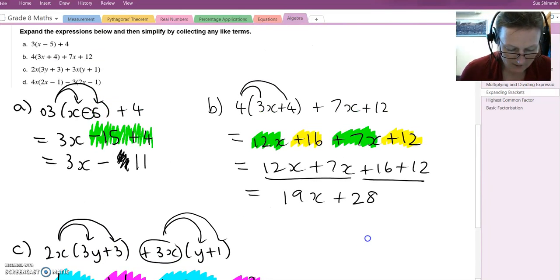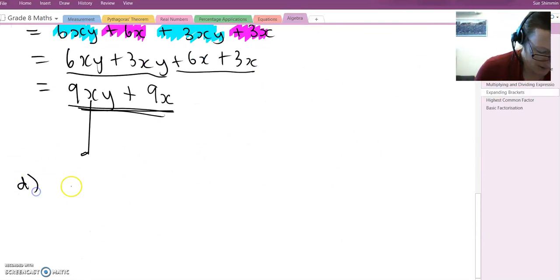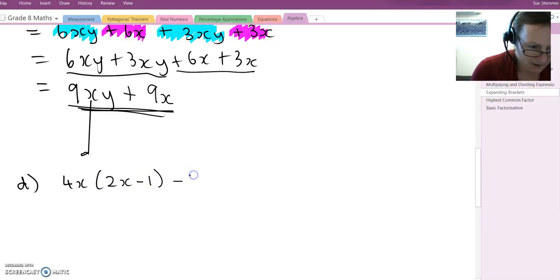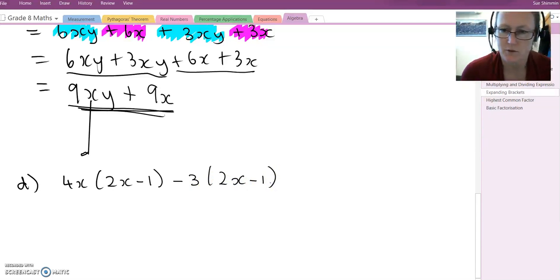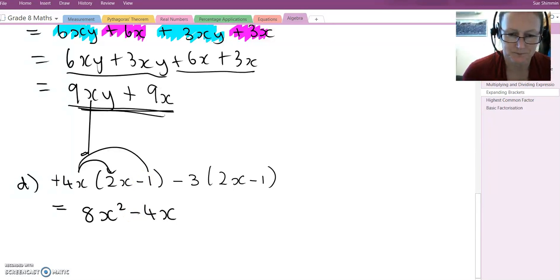Alright, one last example, D. So D we'll do down here. D was 4x brackets 2x subtract 1 subtract 3 brackets 2x subtract 1. So let's just look at our first brackets and expand them. We have 4x times 2x, that would be 8x squared. 4x times 1 is 4x, and what sign? Positive, negative, end up with that.